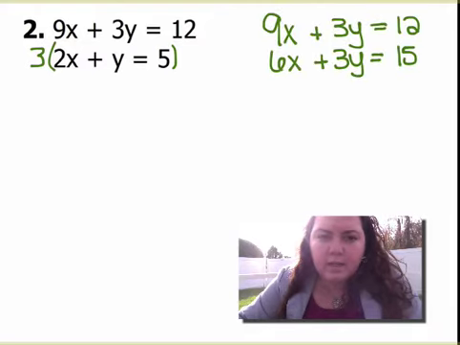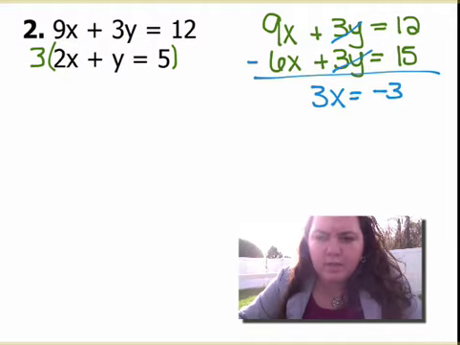Then I get 9x plus 3y equals 12. I didn't do anything to the first equation. When I multiply the second equation by 3, I get 6x plus 3y equals 15. And then the y is the variable I'm trying to get rid of. The 3 in front is positive for both, so I can subtract. 9 minus 6 is 3x, and 12 minus 15 is negative 3. Solve for x, I get x equals negative 1.